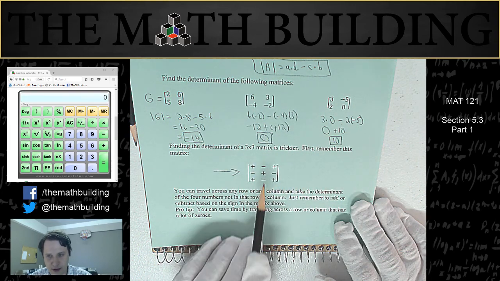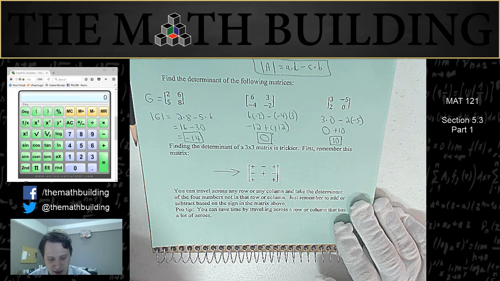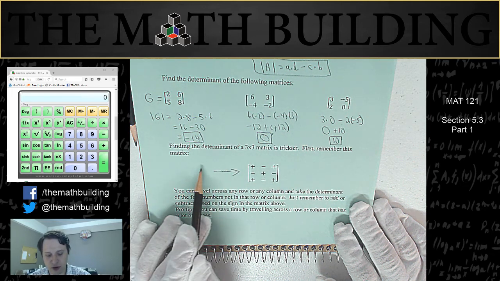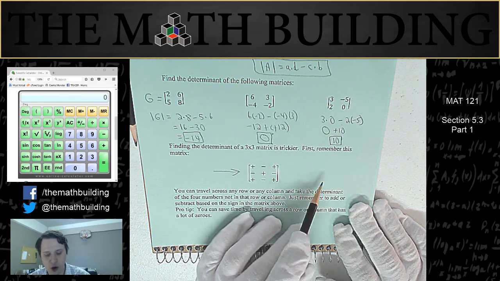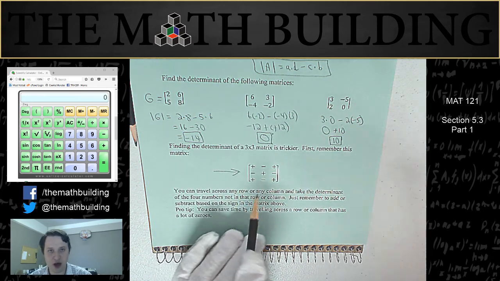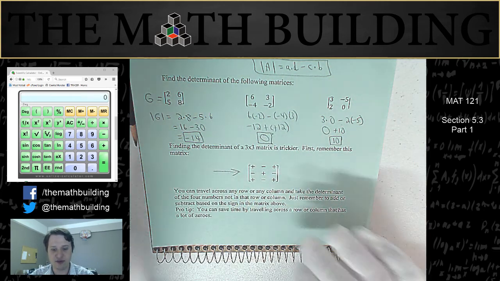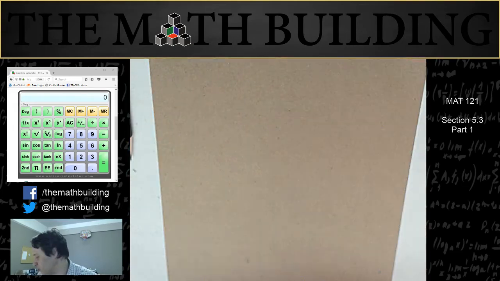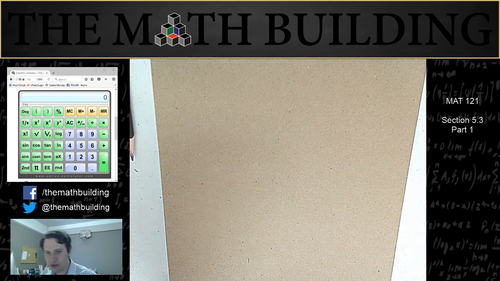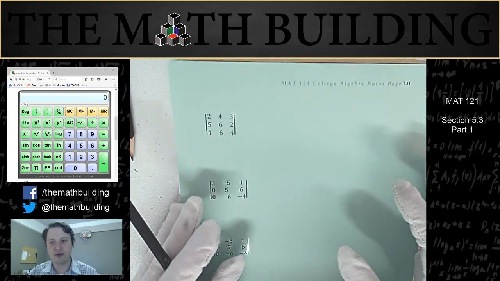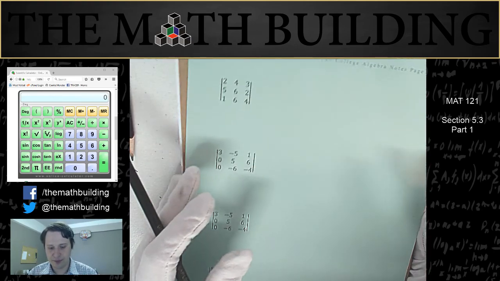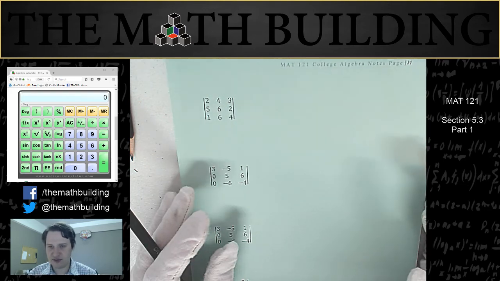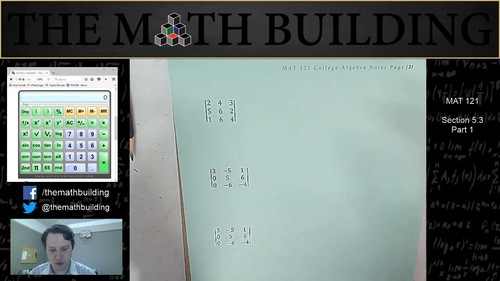So you want to memorize this, the structure inside of the matrix. What we're going to do is travel across a row, or travel across a column, and that's going to do the determinant. The only way for me to explain this is to just show you an example. So let's find the determinant of this matrix right here: 2, 4, 3, 5, 6, 2, 1, 6, 4.